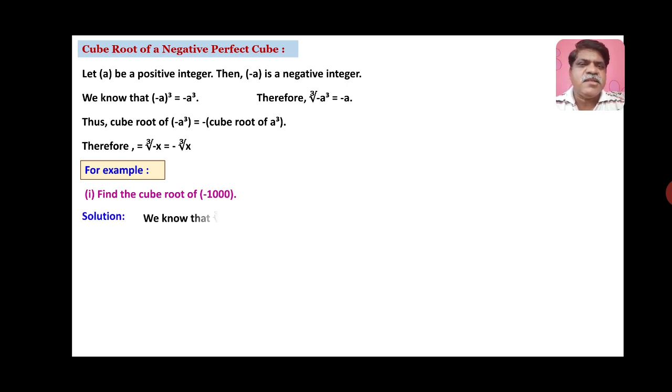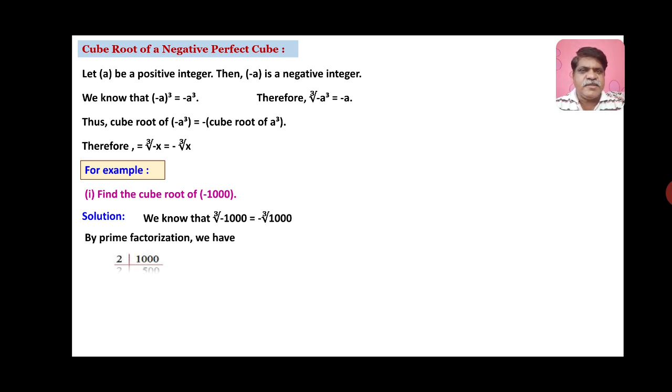For example, find the cube root of minus 1000. So friends, you can see here that the cube root of minus 1000 is nothing but minus of the cube root of 1000. By prime factorization, we will get the prime factors of 1000 are 2, 2, 2, 5, 5, 5. Therefore, you can write in the horizontal way 1000 is nothing but 2 into 2 into 2, 5 into 5 into 5.